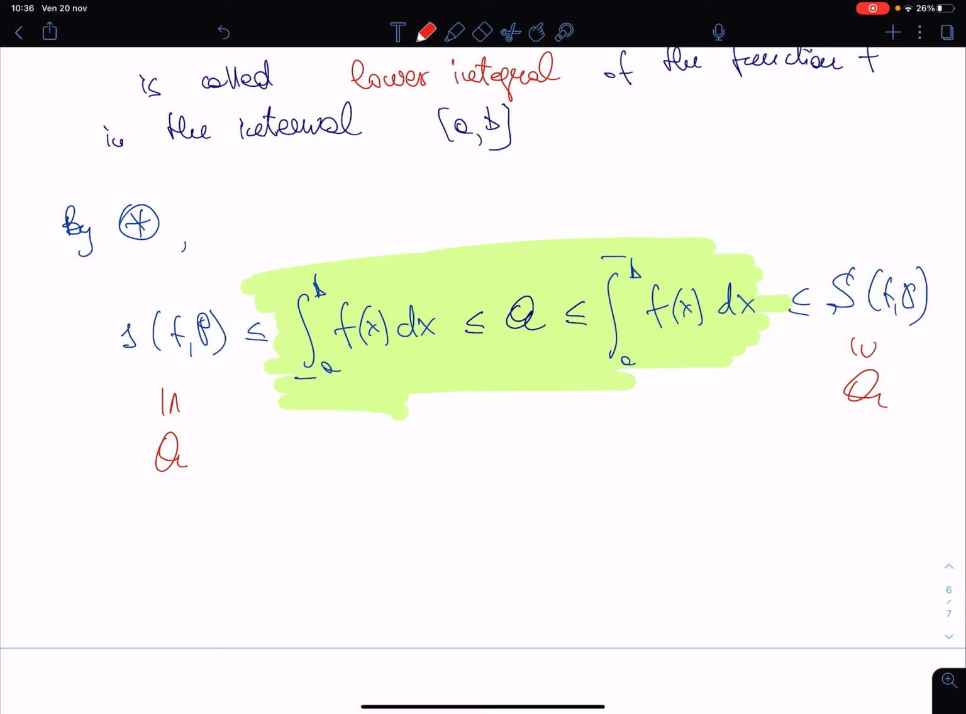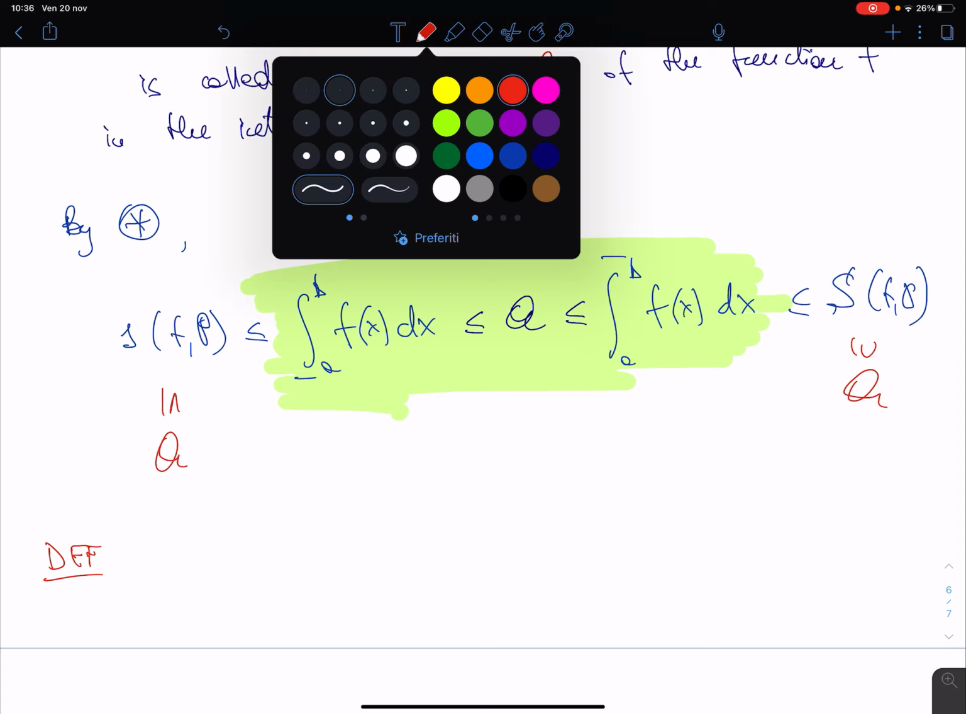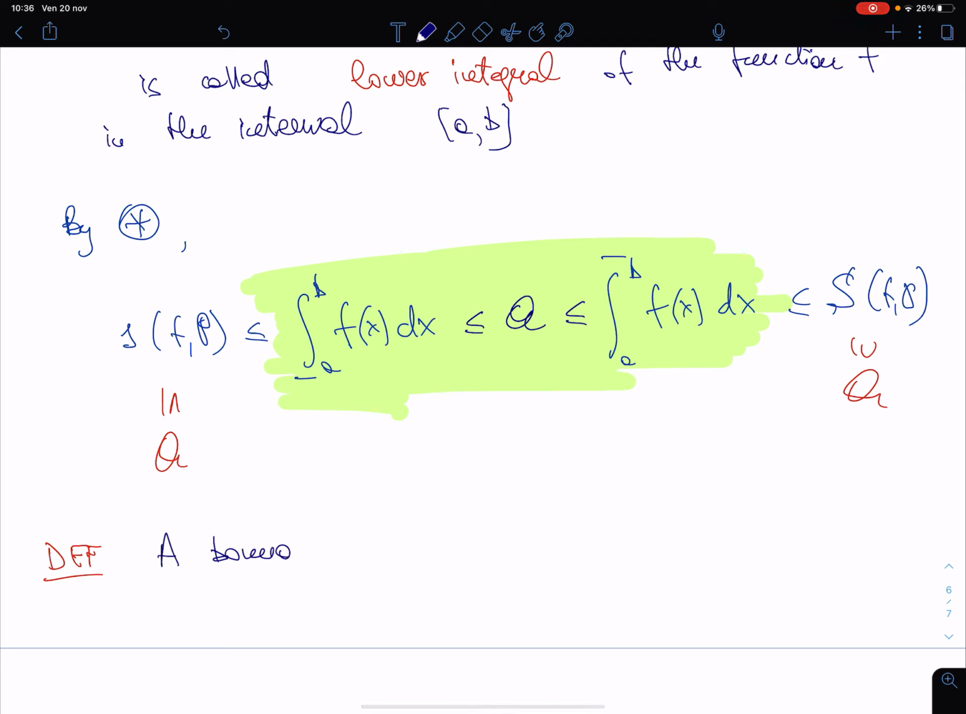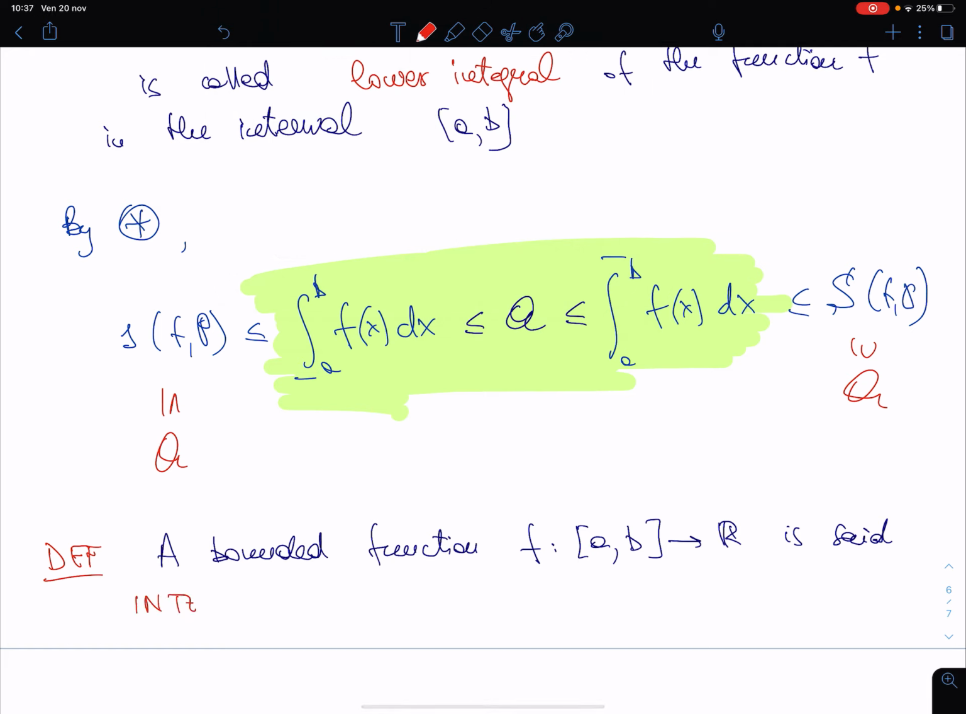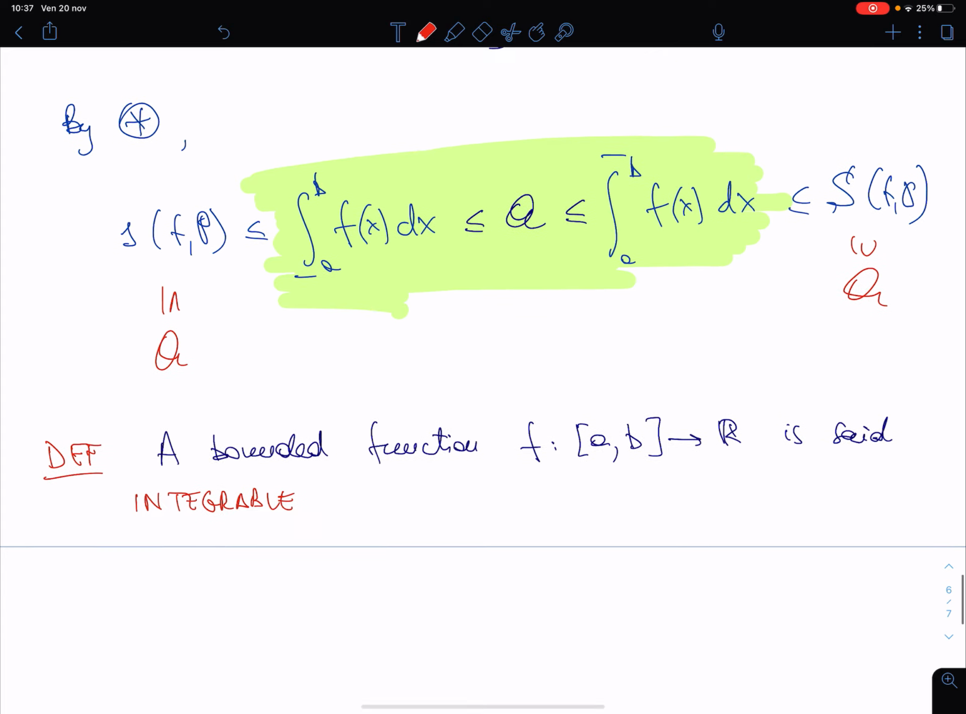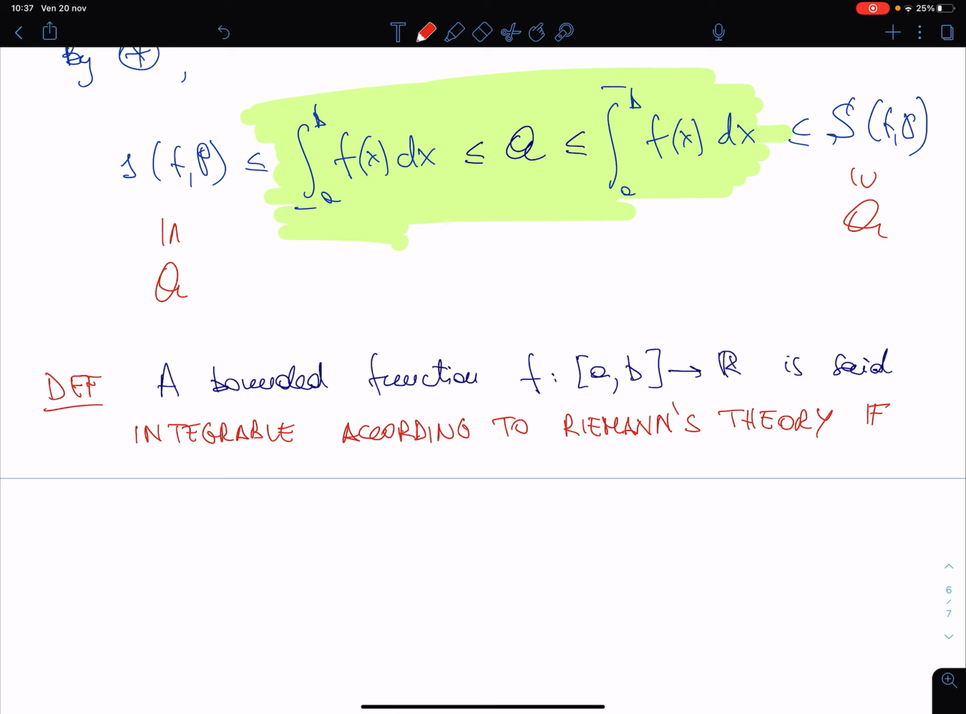The basic definition is the following. A bounded function f from AB to R is said to be integrable according to Riemann theory if its lower integral equals its upper integral.